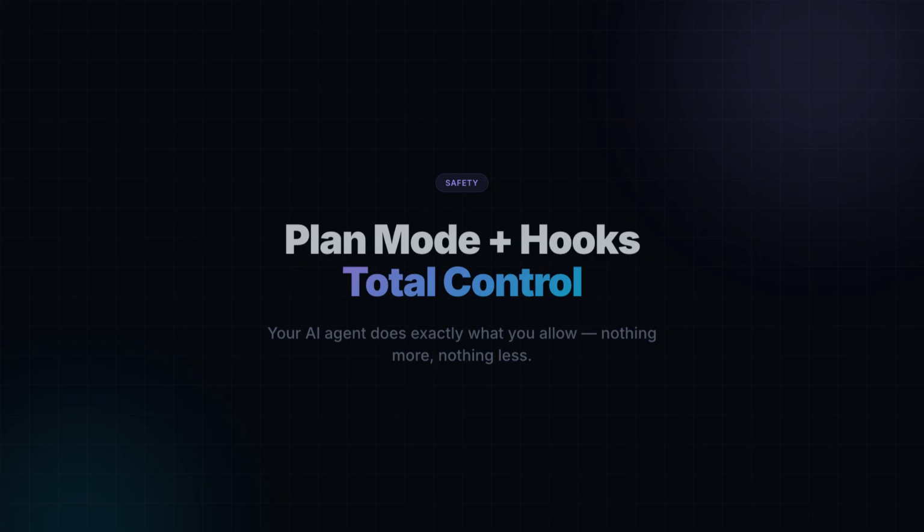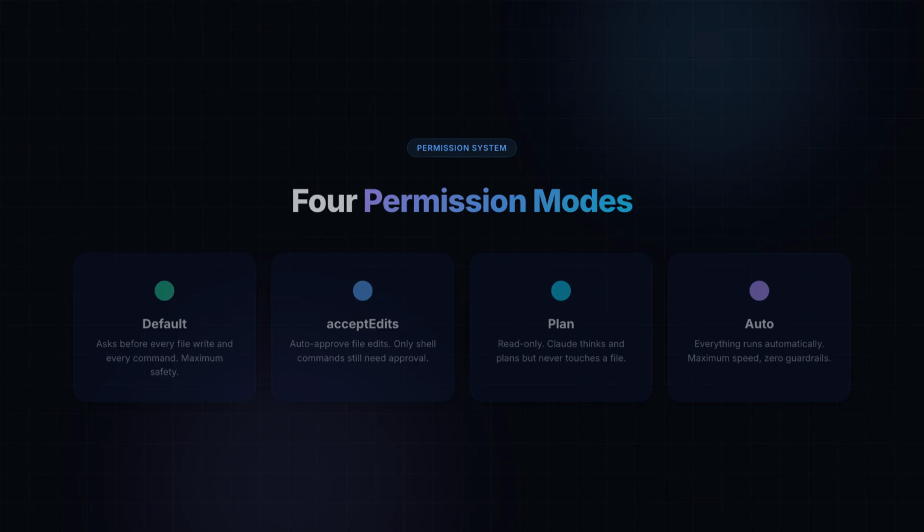But there's a middle ground, a way to give an AI real autonomy while keeping hard limits on what it can actually do. Today, I'm going to show you plan mode and hooks in Claude Code, two features that change the trust equation completely. Before we dive into the details, let's understand the full permission spectrum that Claude Code offers.